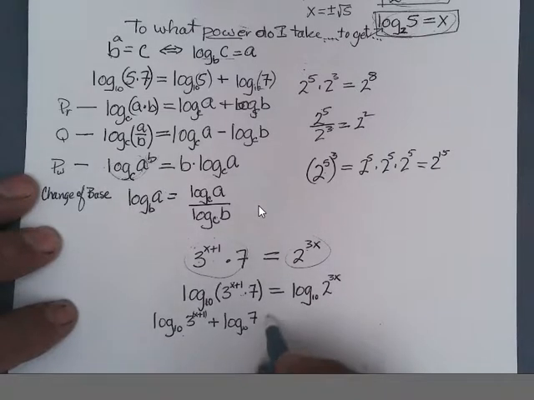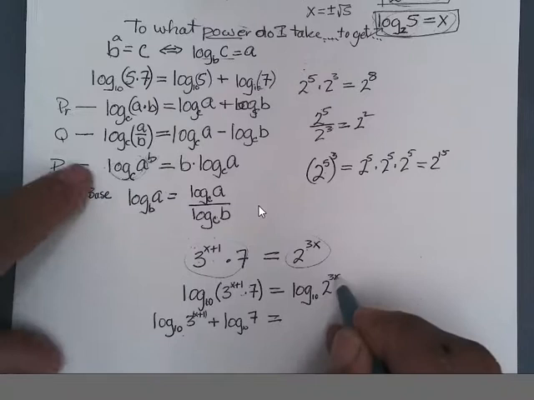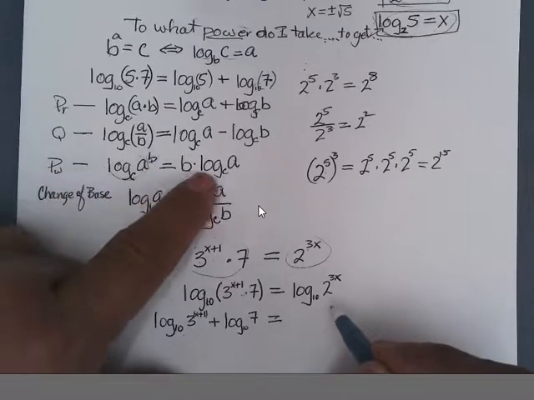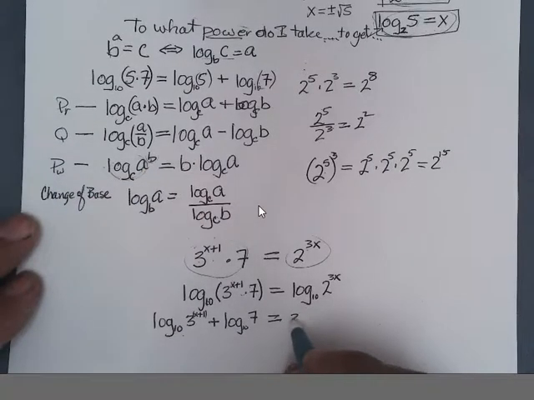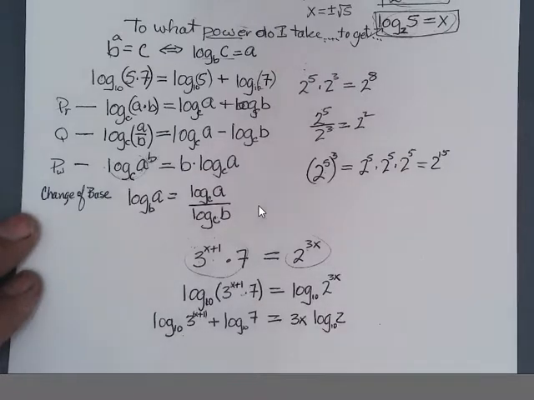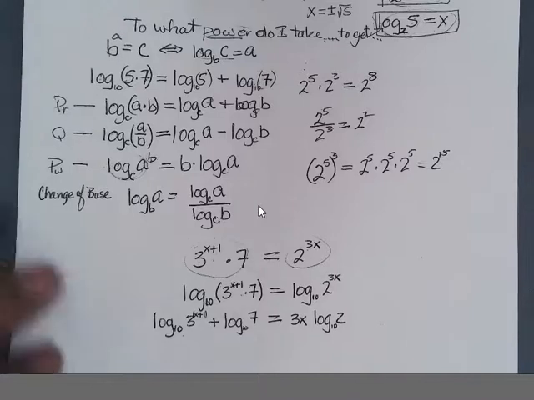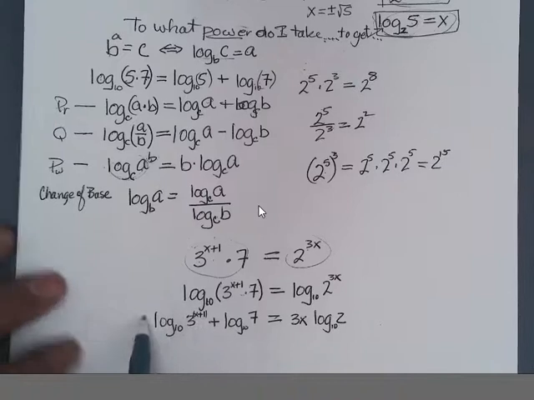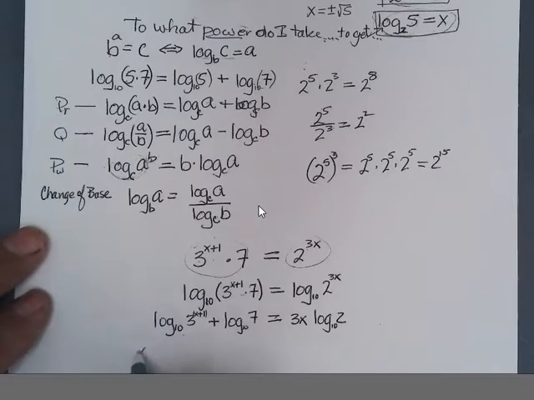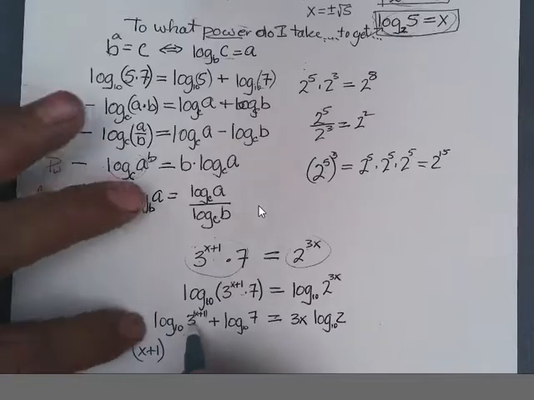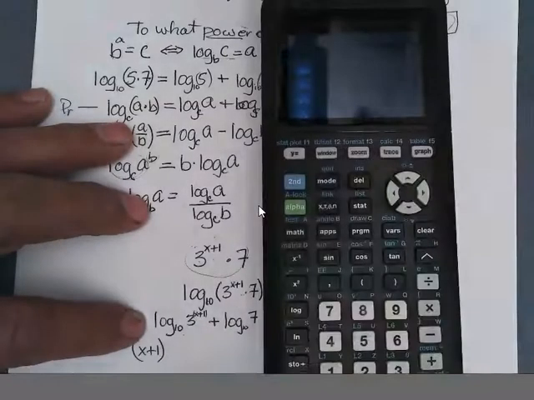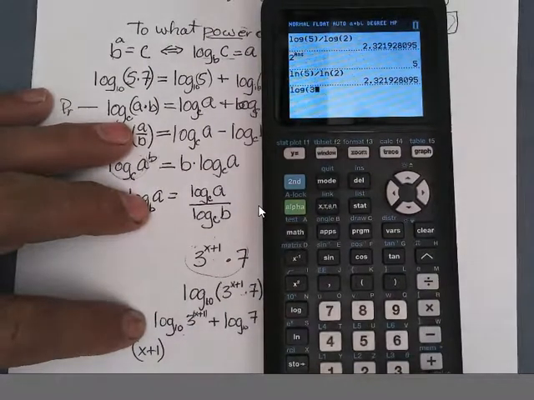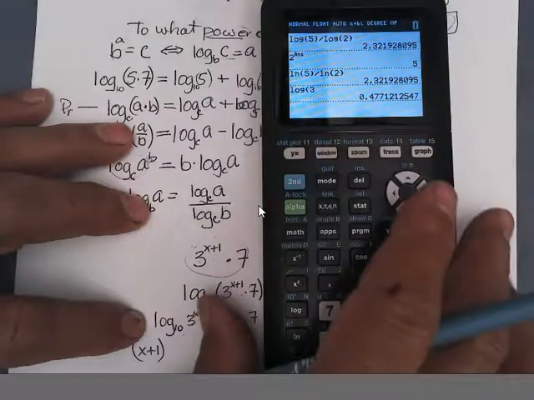This one, I have a power on it, and so I'm going to use the power rule, and that power comes down times it, so it becomes 3x times log base 10 of 2. And now, since this has a power on it, I can take it down times, so I can rewrite this as x plus 1 times the log base 10 of just 3. Now I'm going to look that up. Log of 3, and that happens to be 0.4771.